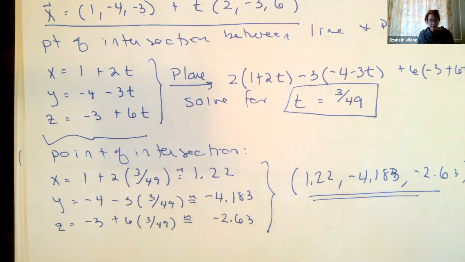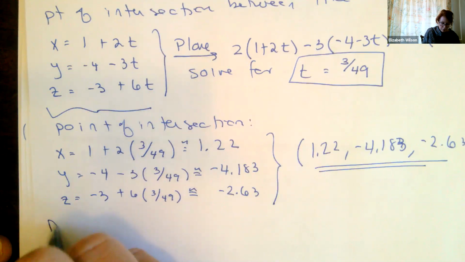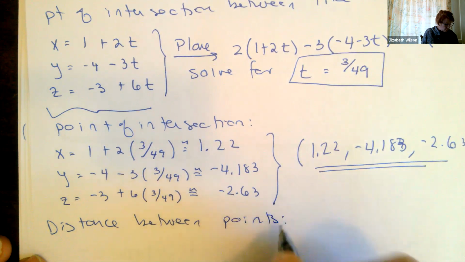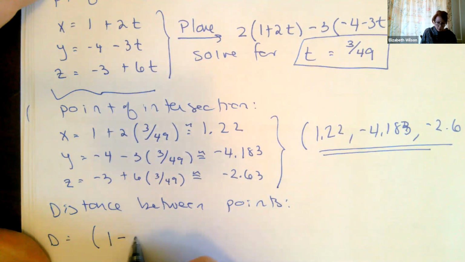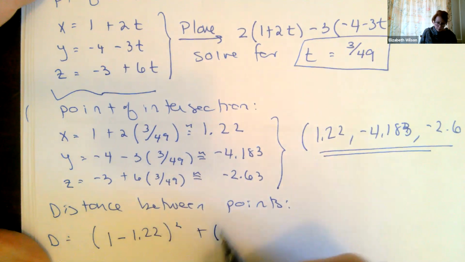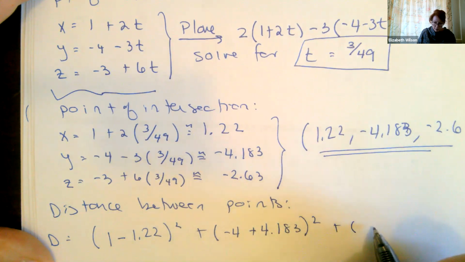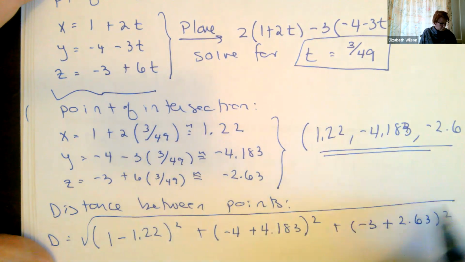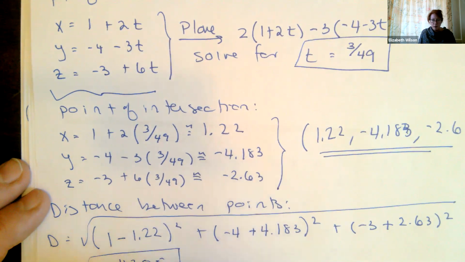Now I need to find the distance between my point off the plane and this point of intersection. That's our last bit, the distance between points. Our distance equals the square root of (1 minus 1.22) squared plus (-4 minus -4.183) squared plus (-3 minus -2.63) squared. Add them all up and square root it. My distance was equal to 0.4305, whatever our units are.